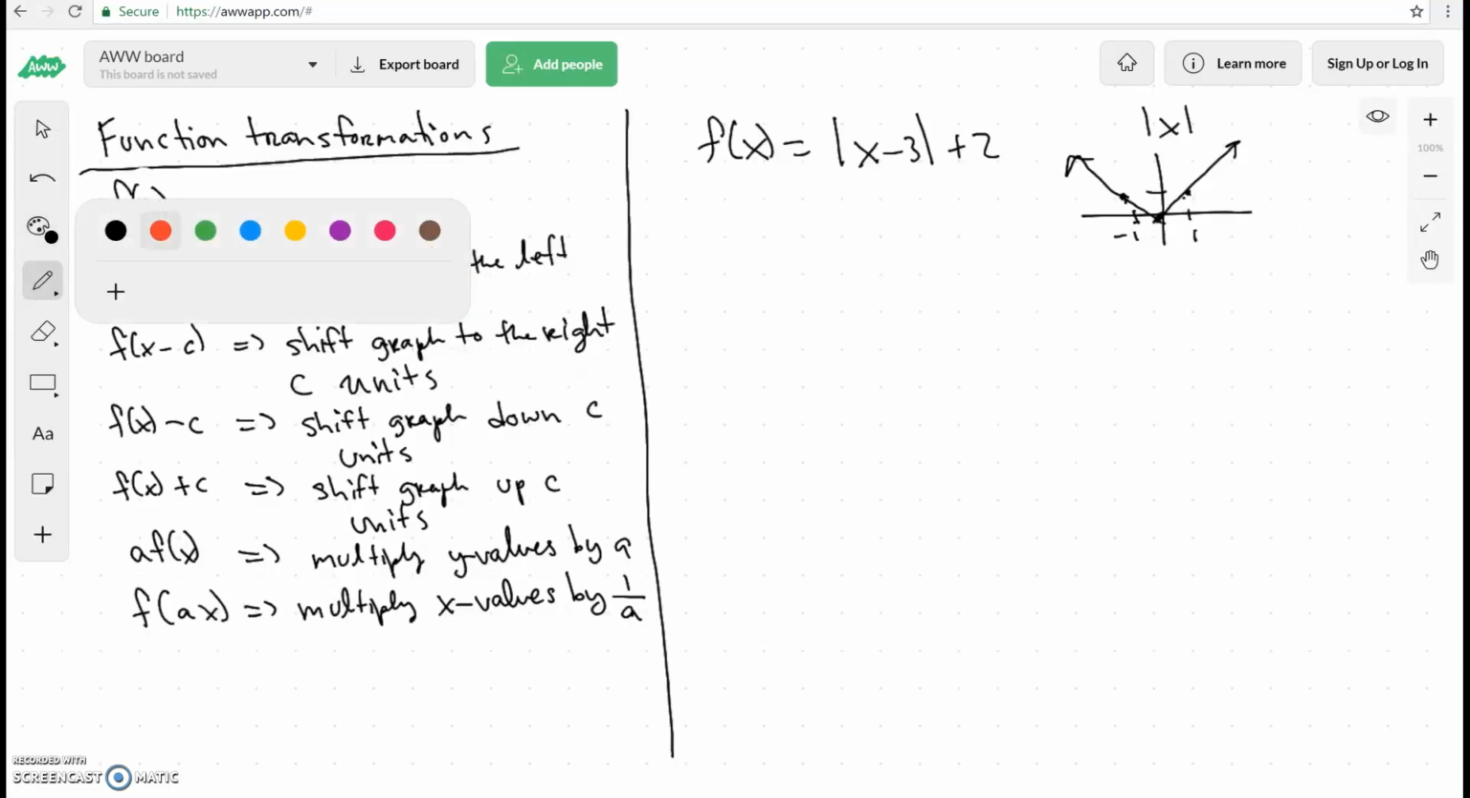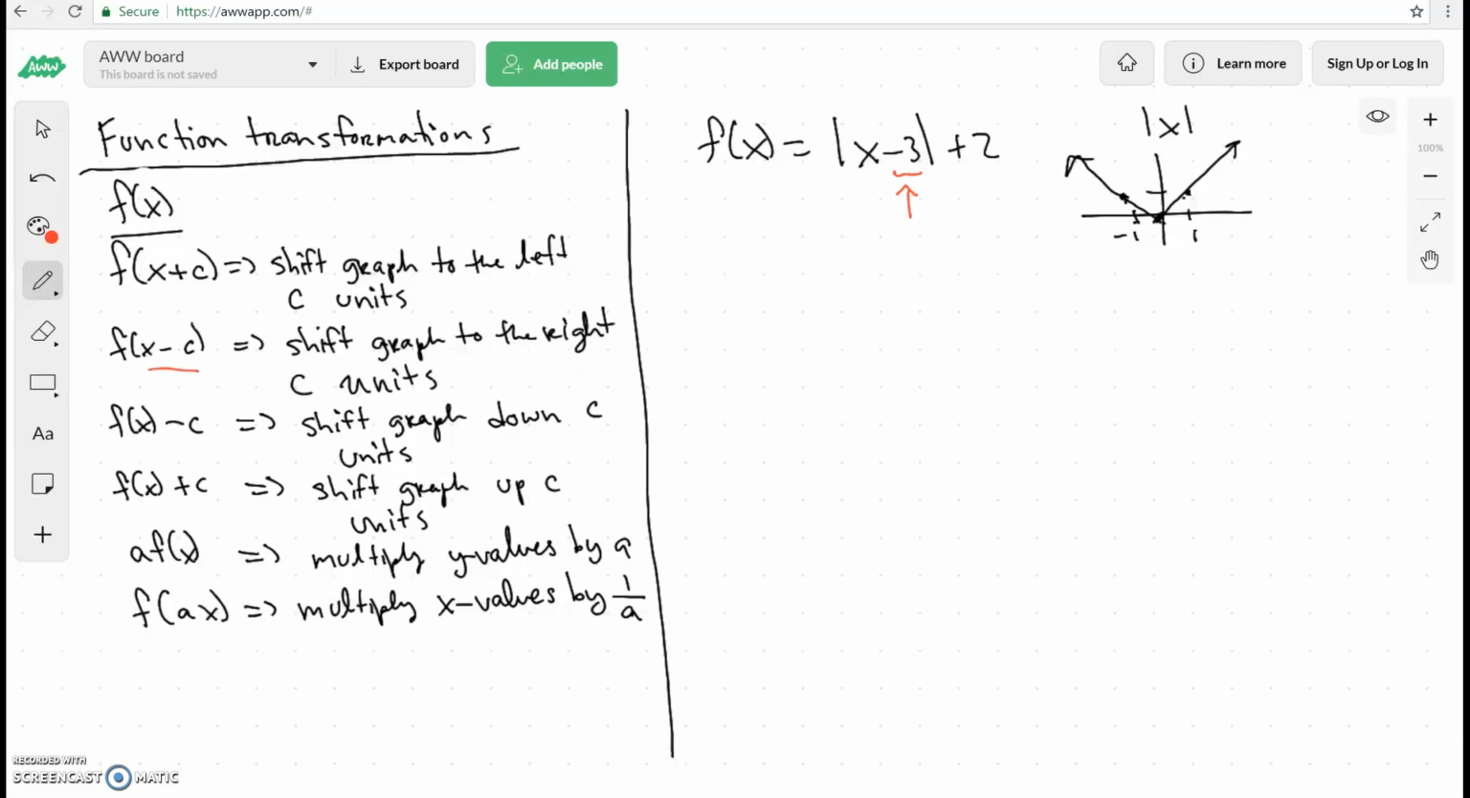So some of the things that I look for is that I have this negative 3, and this negative 3 basically looks a lot like this. So this means that I'm going to shift the graph to the right c units. This is always going the opposite way. So this is going to say shift 3 units to the right. And this positive 2, what this is telling me, looks a lot like this one. This one says shift the graph up c units, so I'm going to shift 2 units up.